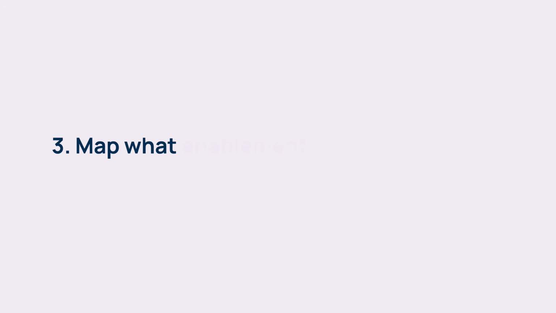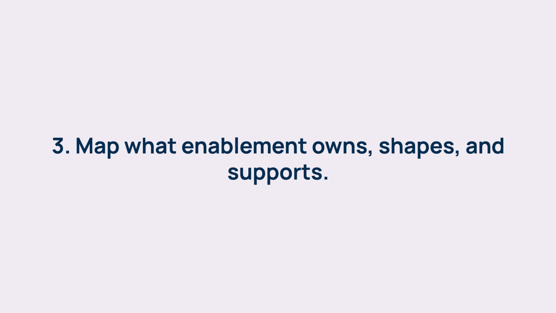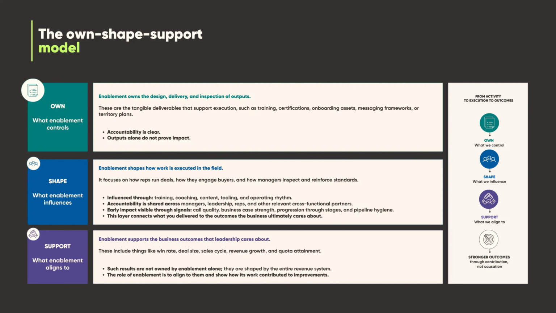Third, you want to map own, shape, and support in reference to that model I was describing in the introduction. So what will enablement deliver? First question. Enablement owns outputs such as programs, tools, templates, certification, and manager guides. Then we have what execution change should appear in the field. Enablement shapes execution such as business case quality, discovery behavior, manager inspection, call quality, or pipeline hygiene.